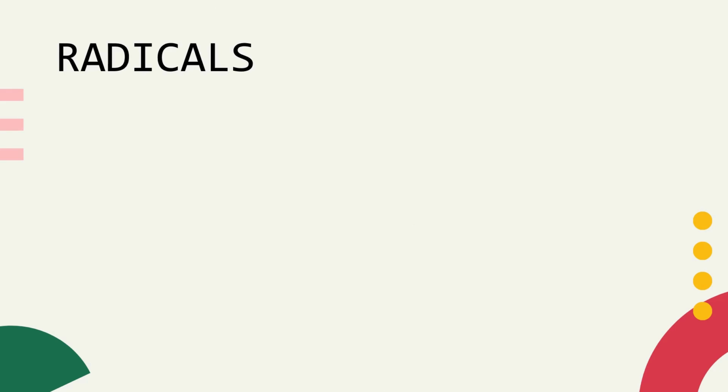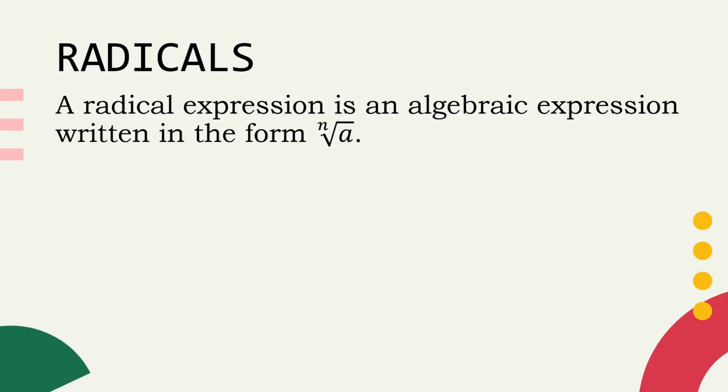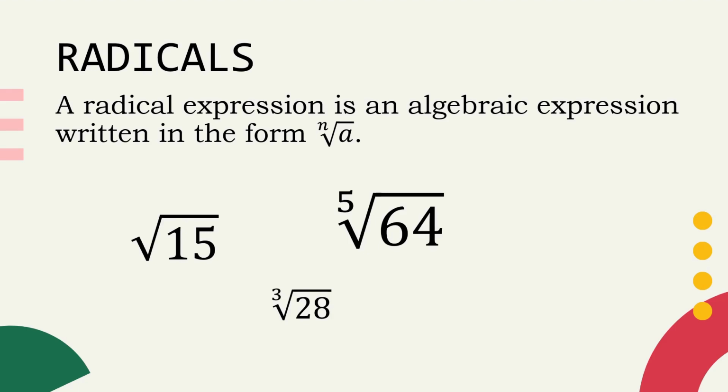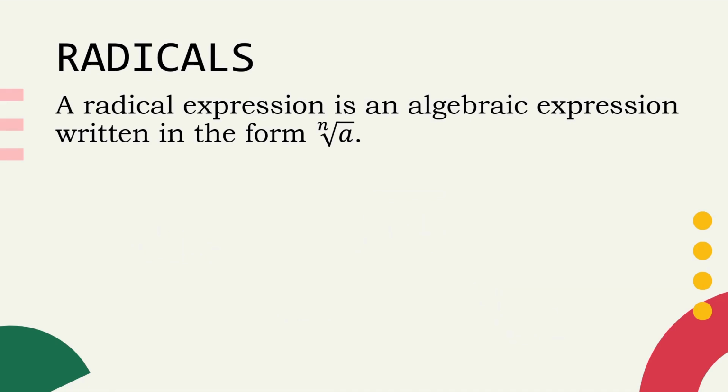First, let's recall our understanding about radicals. A radical expression is an algebraic expression written in the form nth root of a. We have here some algebraic expressions. First, square root of 15, cube root of 28, fifth root of 64, and fourth root of 32. As you can see, these are all written in the form nth root of a. Therefore, these are all radicals or radical expressions.